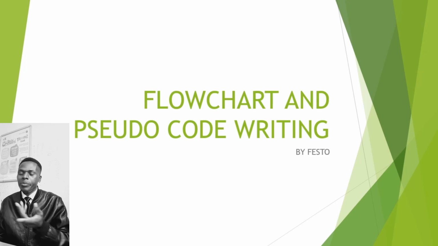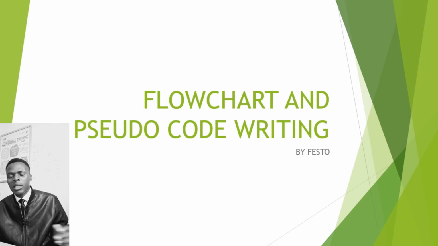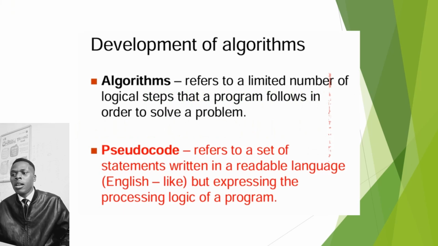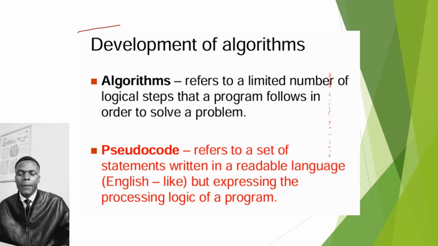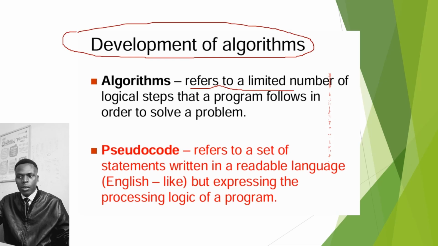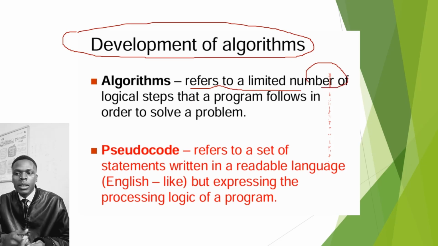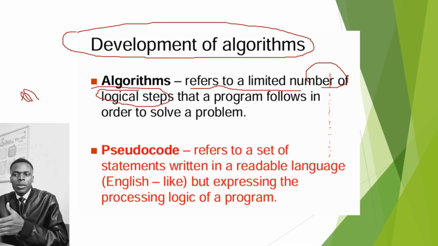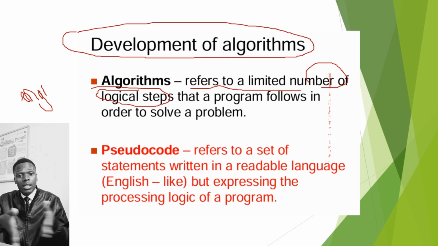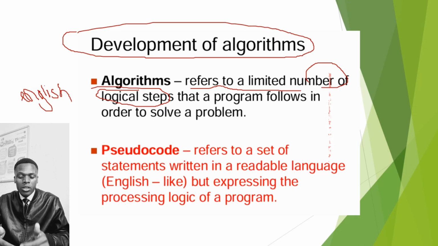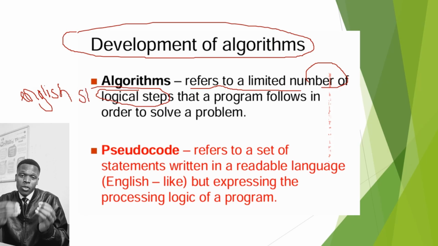So these are introductions to this. So, development of an algorithm. When you read here, you see it is saying an algorithm refers to a limited number of logical steps that a program follows in order to solve a problem. So they are written steps or logics. It should follow a logic, and a logic is something that is doable.